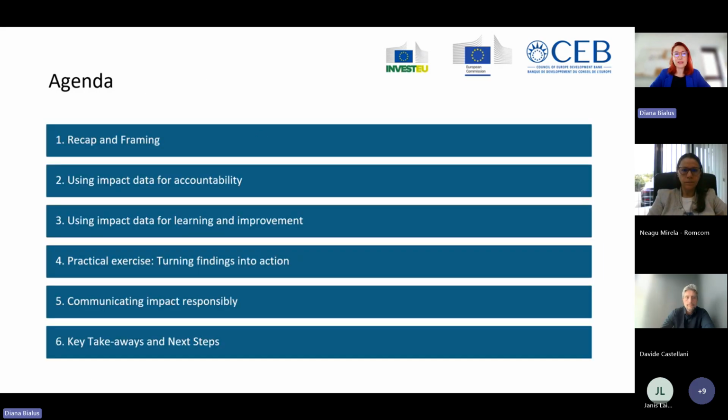So the agenda will cover a brief recap of what we did in the previous sessions and framing for today. Then we will discuss how to use impact data for accountability, and then further for learning and improvement of products and services. We will do the practical exercise, and then we will briefly go on how to communicate impact responsibly, and we will finalize as usual with key takeaways and some next steps.